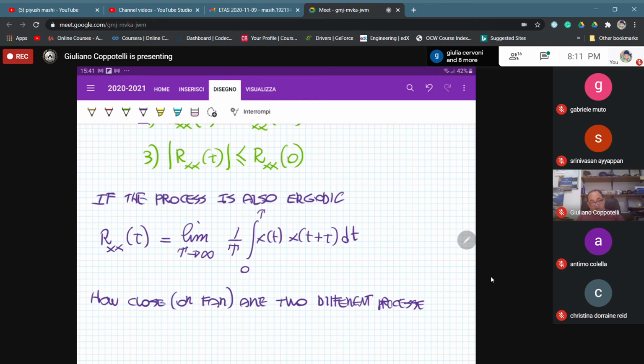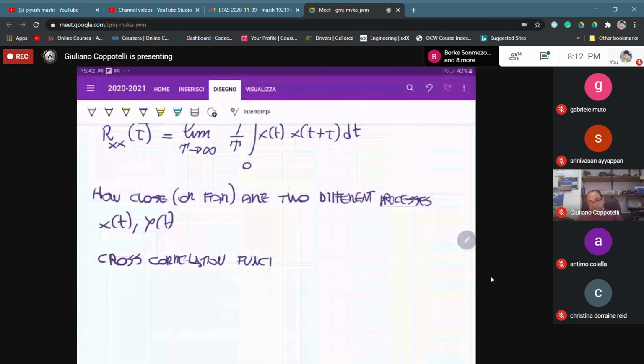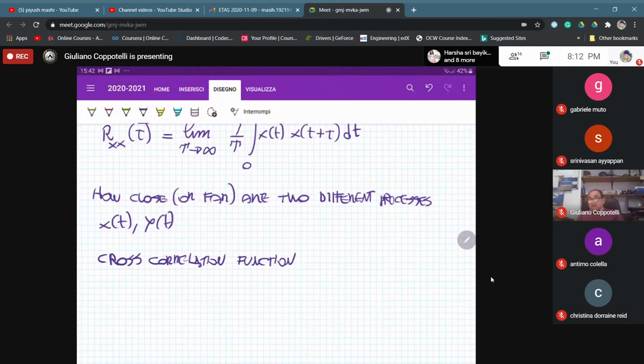Let me call that xt and yt. In this case, the cross correlation function is defined once again by introducing the ensemble average. That is, Rxy of the time shift tau is by definition the ensemble average of xt yt plus tau.